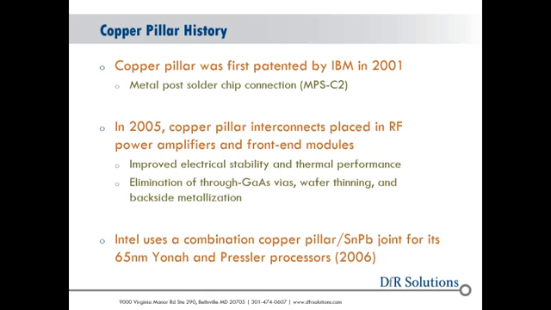So that's initially in a niche area, though it's hundreds of millions a year. But only about a year after that, Intel comes out with its combination of copper pillar and, at that point, tin lead joint for its microprocessors at 65 nanometer.